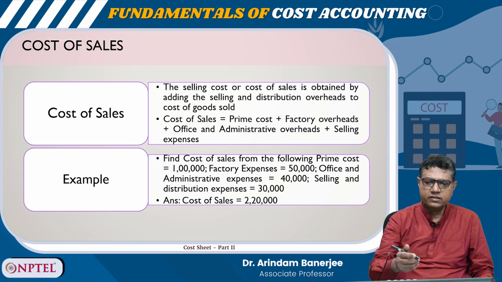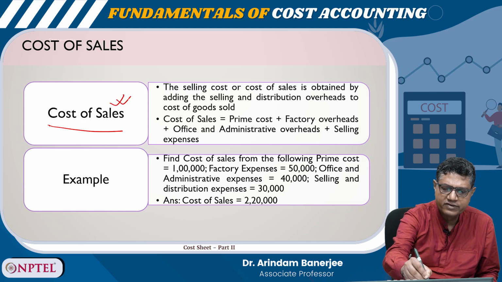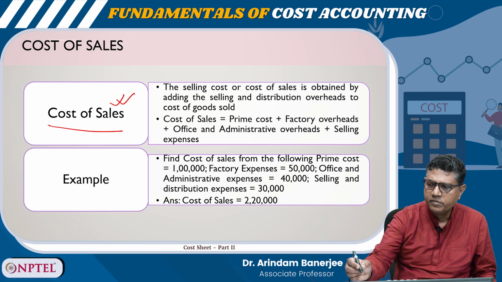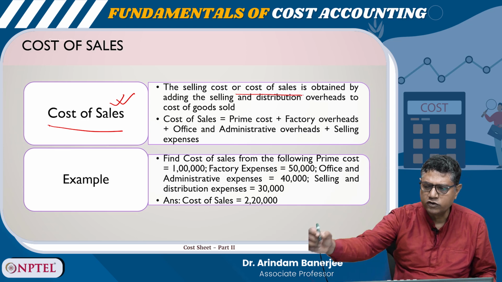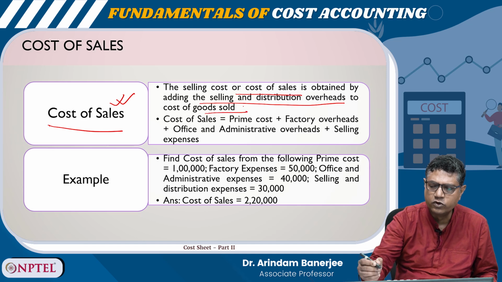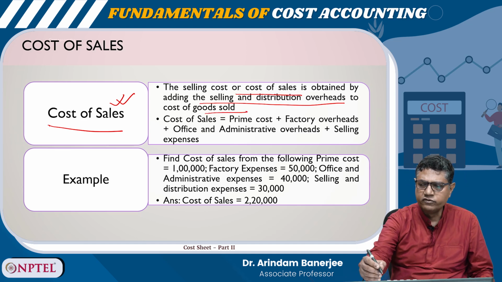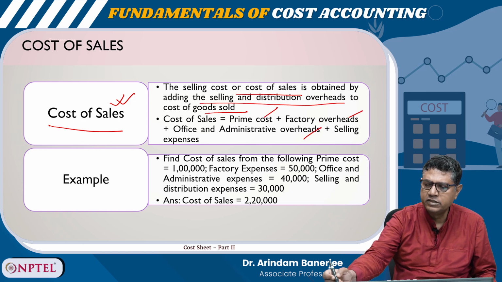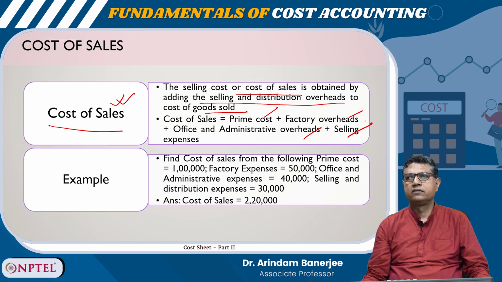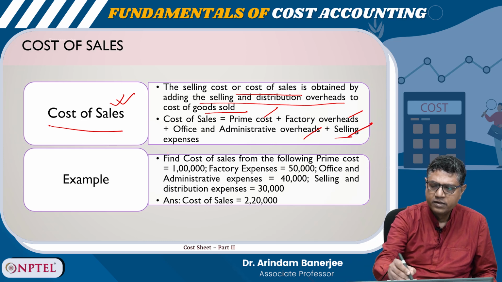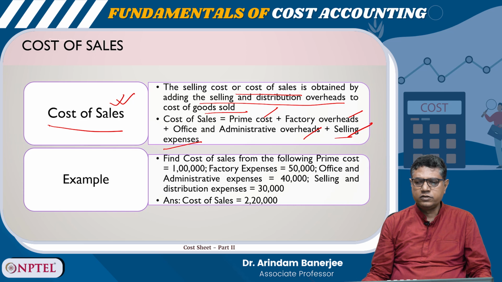From cost of production, the next level is called the cost of sales, right? So what is cost of sales? The selling cost or the cost of sales is obtained by adding the selling and distribution overheads to the cost of goods sold, right? So cost of sales is equal to prime cost plus factory overheads plus office and administrative overheads plus selling expenses. Fine. So this is a new thing here, the selling expenses, to arrive at the cost of sales.